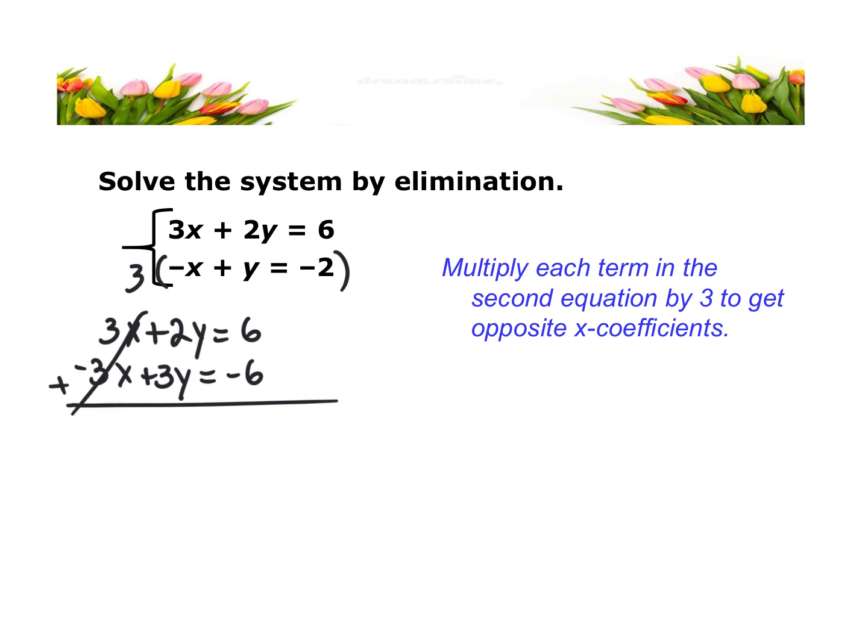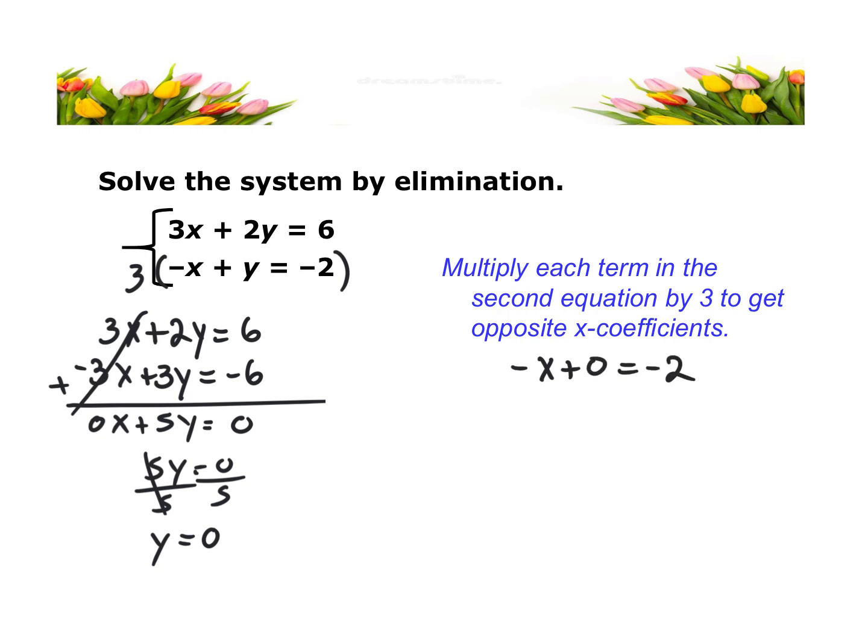So the x's cancel out, so I get 0x plus 5y is equal to 0. So we're going to get 5y is equal to 0, divided by 5 on both sides, and we get that y is equal to 0. 0 is an answer, and it's 100% possible. Now you can plug it into either one. I'm going to plug it into the second one, just so you guys see something that we haven't seen in a little bit.